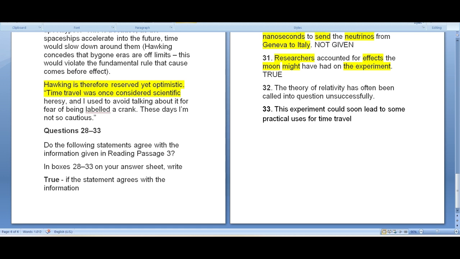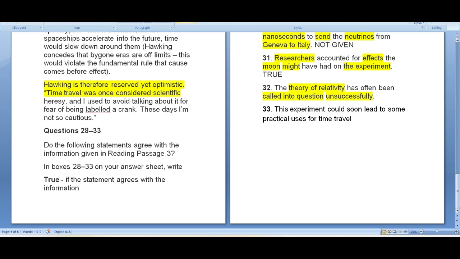Let's move on to the next statement. The theory of relativity has often been called into question unsuccessfully. Let's see, there are a lot of keywords here. First of all, the theory of relativity. Remember, we already know where that is. We know the first time it is mentioned in the text, we have underlined it through our skimming technique. So we know where to find it. It saves us time. The theory of relativity has often been called into question. There were lots of doubts about this theory. So let's move on to the question. And what happened? Unsuccessfully. They had no success.